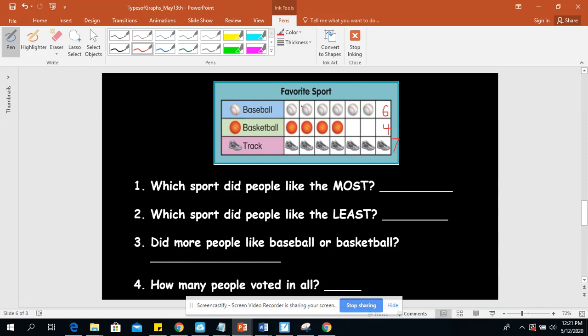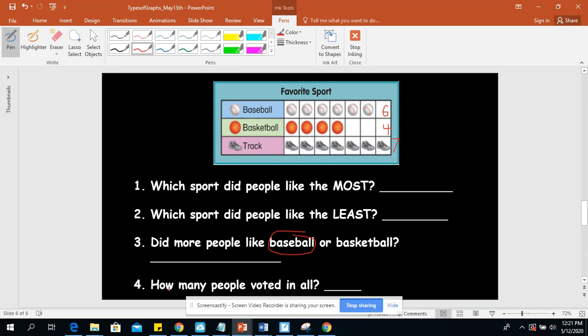That's the least amount compared to the number of people who chose baseball and track. So which sport got the least amount of votes? Basketball. Number 3, did more people like baseball or basketball? Well, we know 6 people like baseball and 4 people like basketball. 6 is more than 4. That means more people like baseball than basketball. The answer would be baseball.